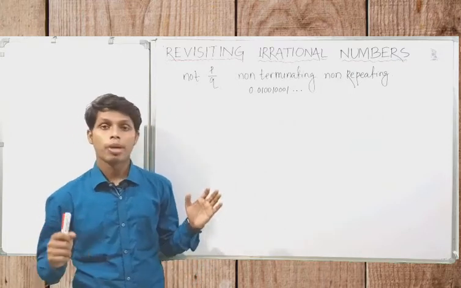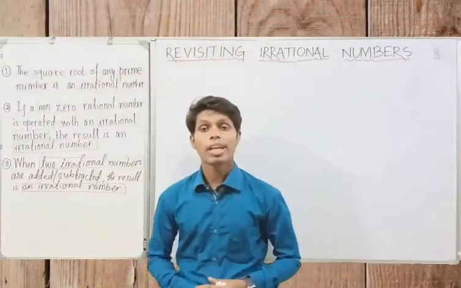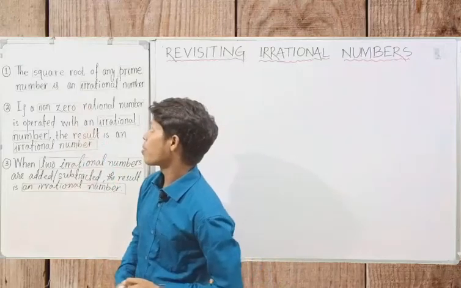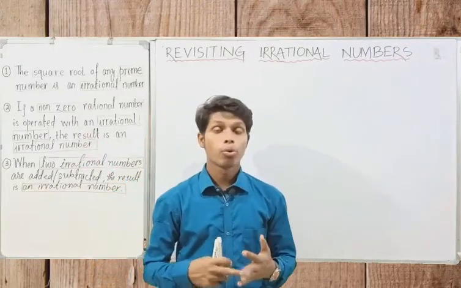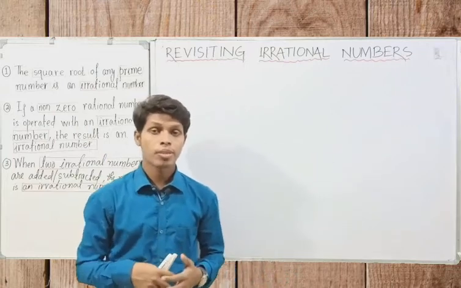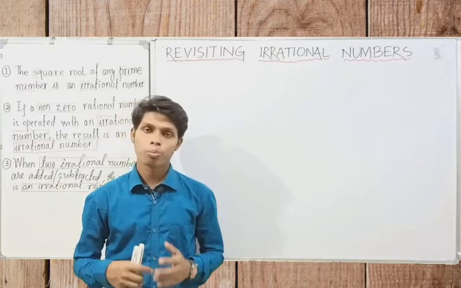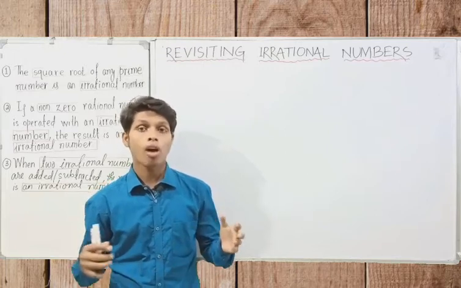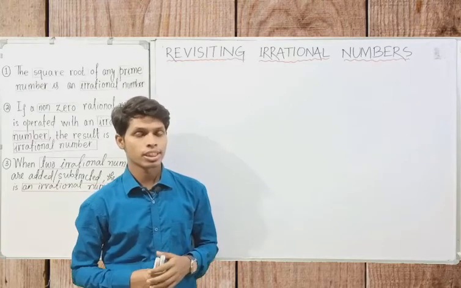Now let's verify those properties that I just mentioned earlier. The first property is the square root of any prime number is an irrational number. Means we have learnt root 2, root 3, root 5, root 7, root 11, all these are irrational numbers. And here we will prove that statement. Means we will prove how root 3 is irrational, how root 5 is irrational, we will prove all these things.